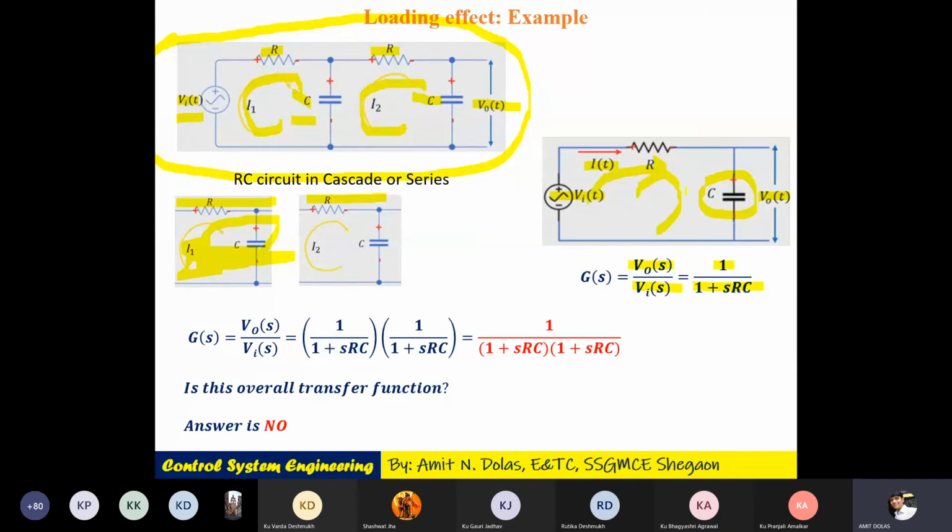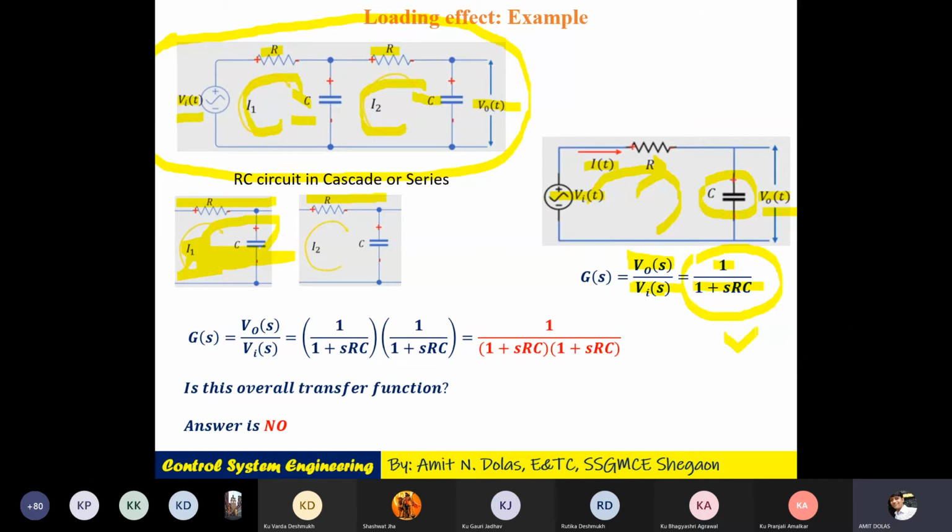So you will get what? Vi of t is equal to I of t into R plus 1 by C integral of I of t. And V of t, the output, will be 1 by C integral of I of t. If we write both like this as VO upon VI, then you will get 1 upon 1 plus SRC. This is the final transfer function of a single RC pair.